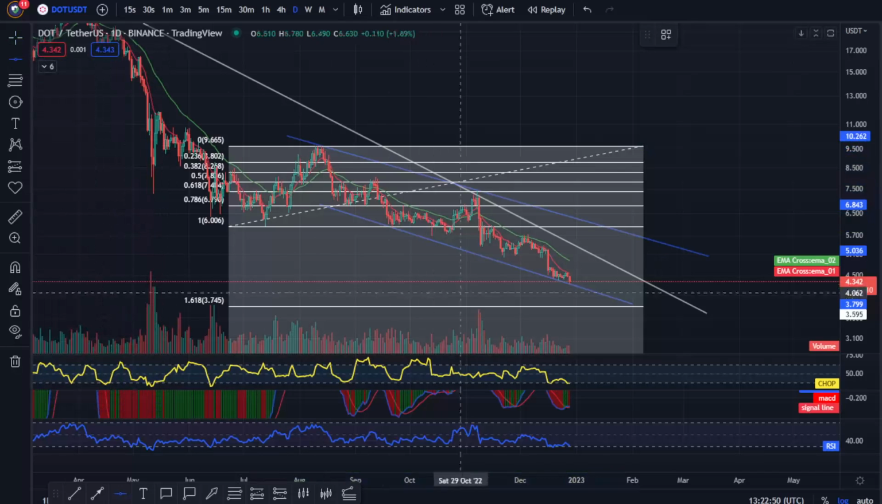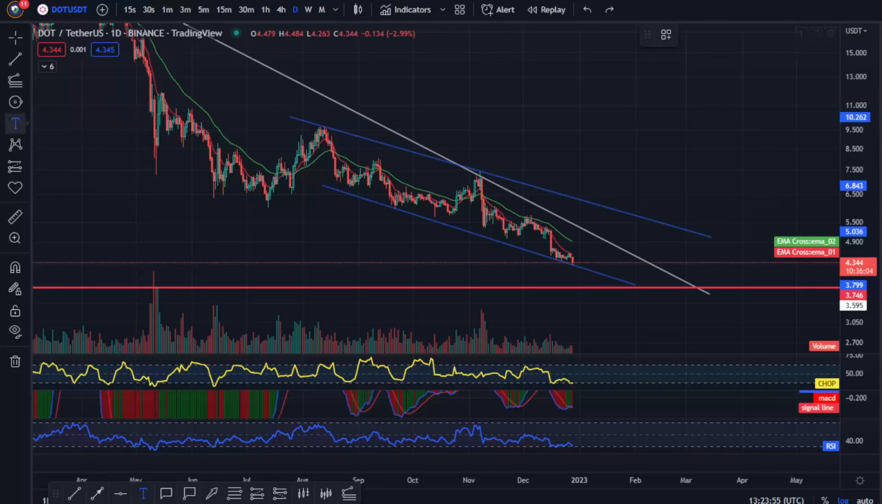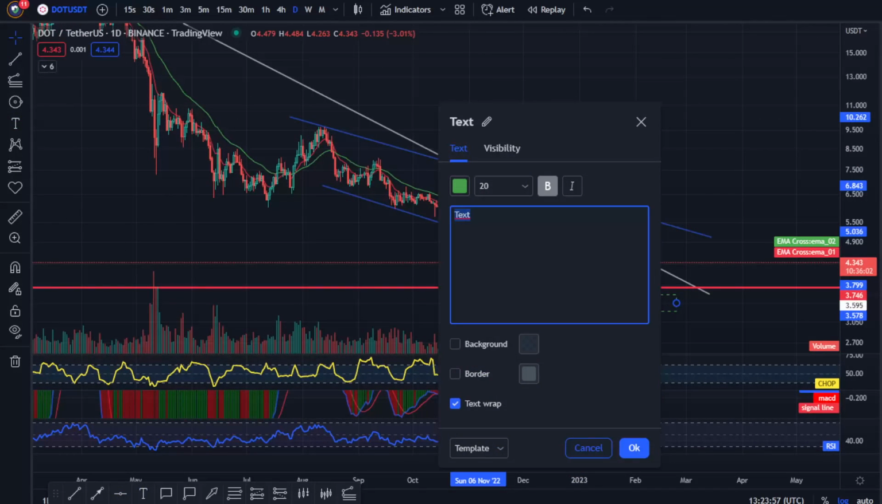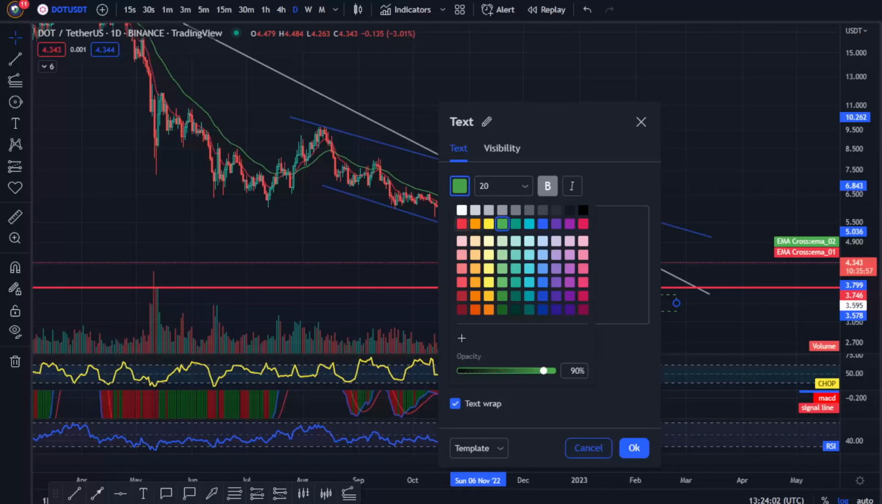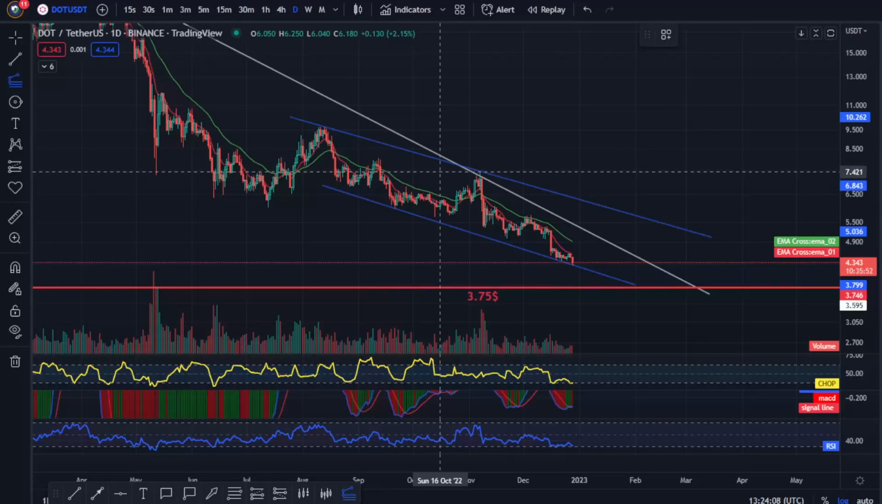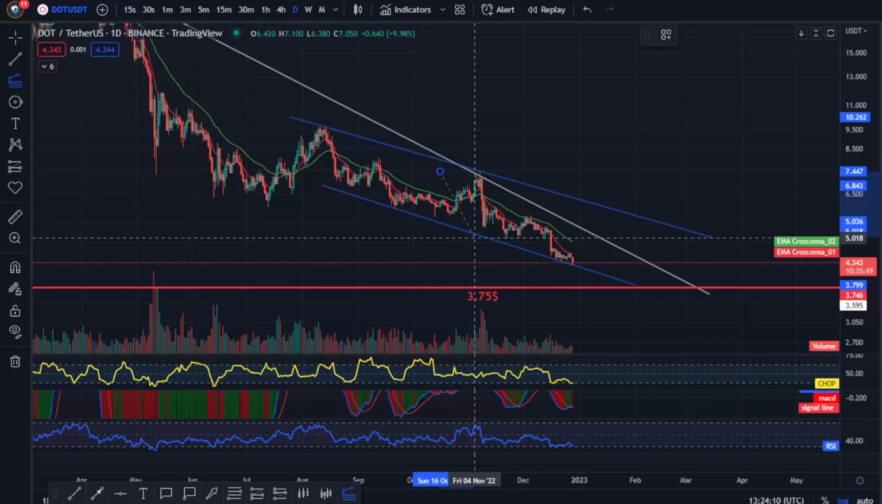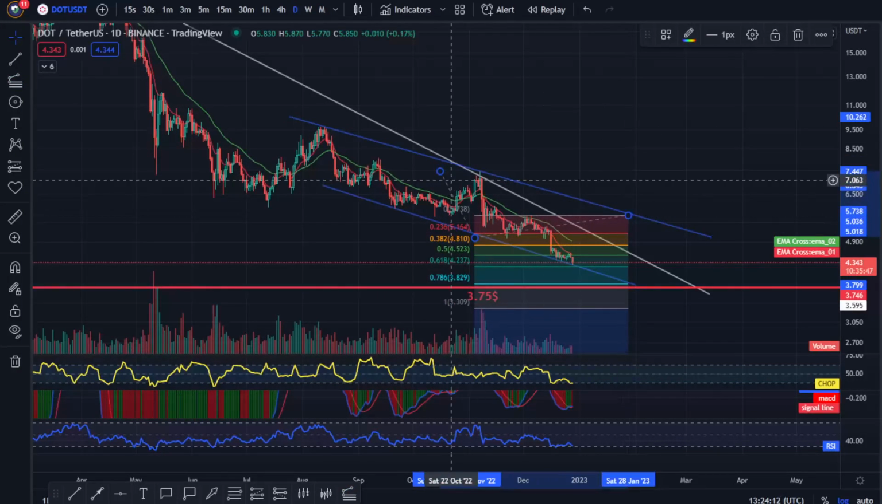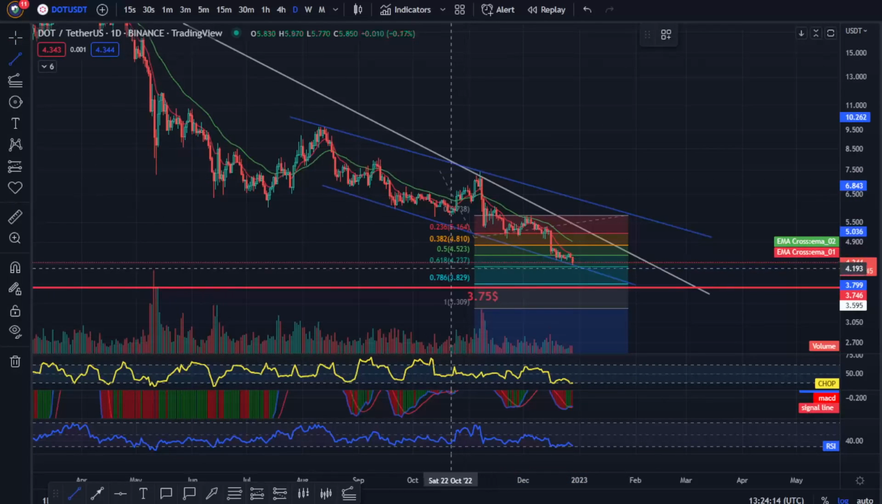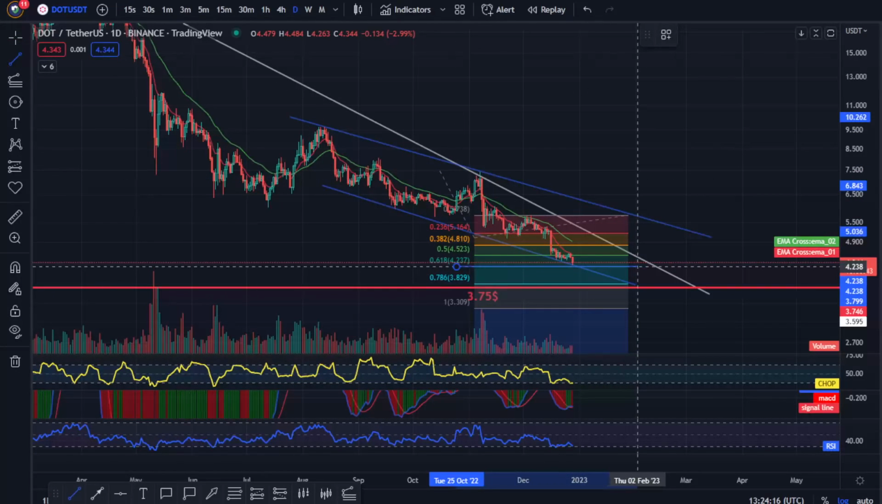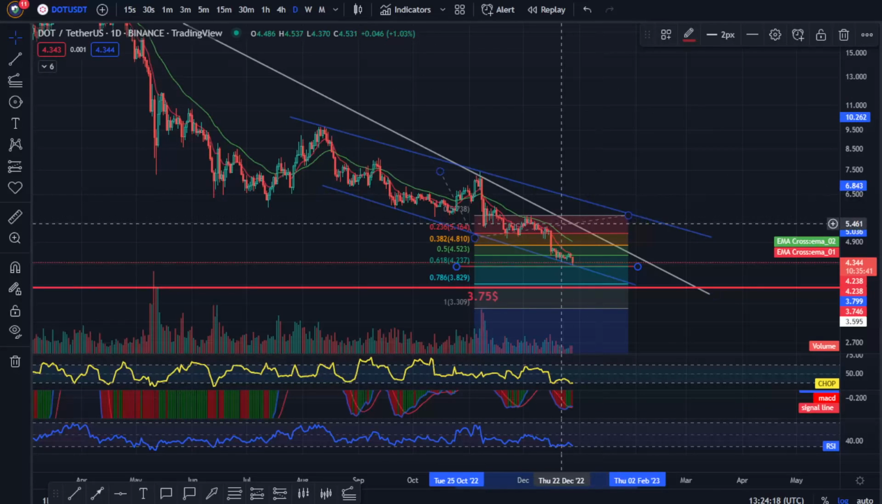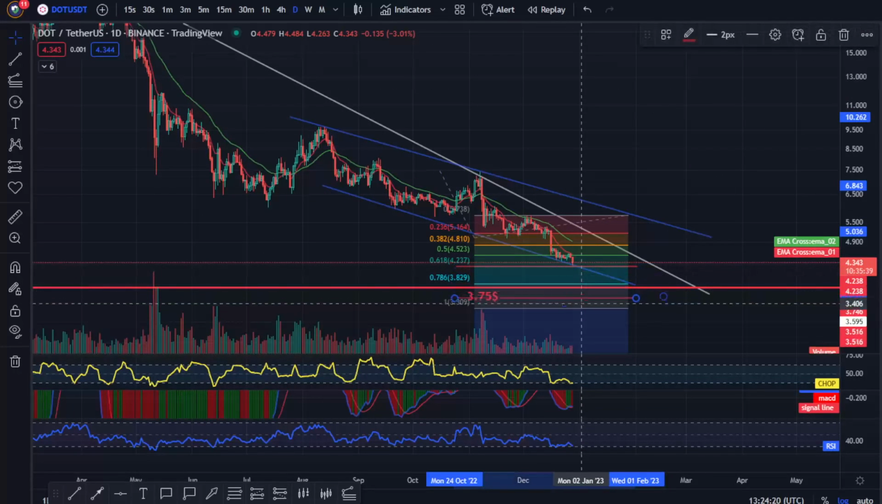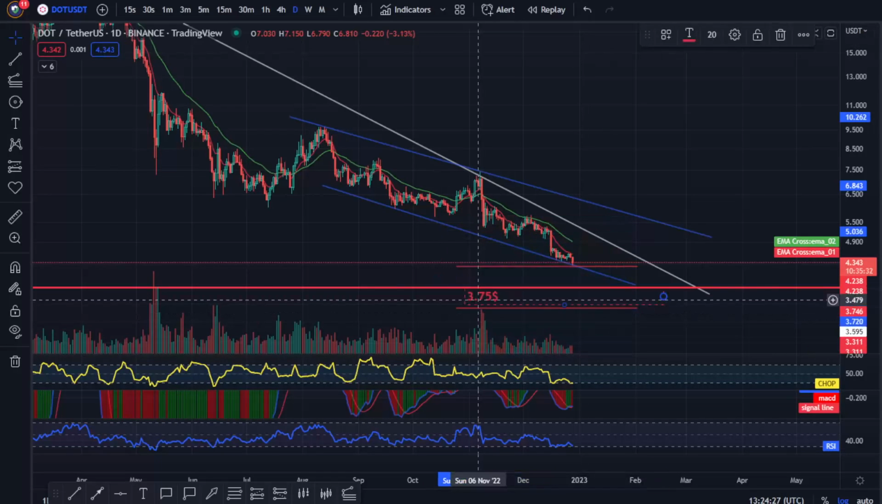Now we can mark a strong support at $3.75. While locally, using the trend-based fib extension tool, we can mark additional support at $4.24 and the next support at $3.31.